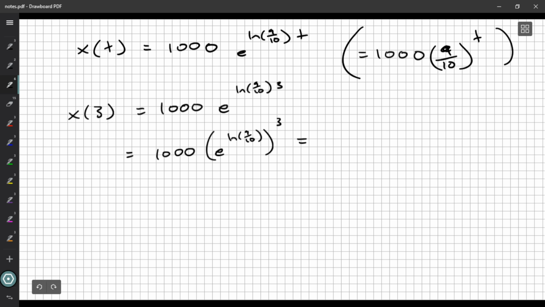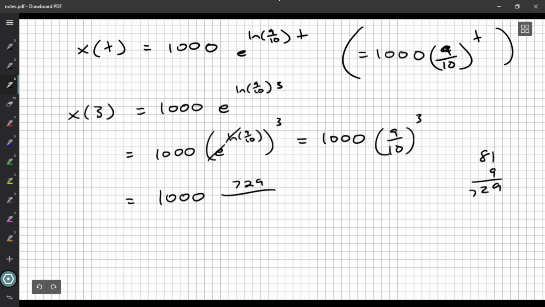Bring the 3 out. We get 1,000 e to the, and e and ln cancel out. Okay, and then 9 to the power of 3 is 729. So 9 squared is 81 times another 9, 729. And then 10,000 on the bottom gets cubed as well. Look at that, the thousands cancel out. So after 3 days, Professor Utonium should have 729 grams left of chemical X.